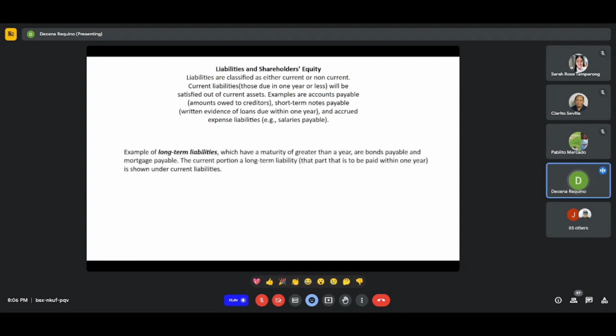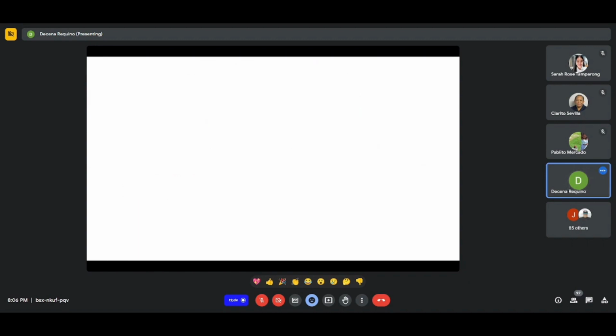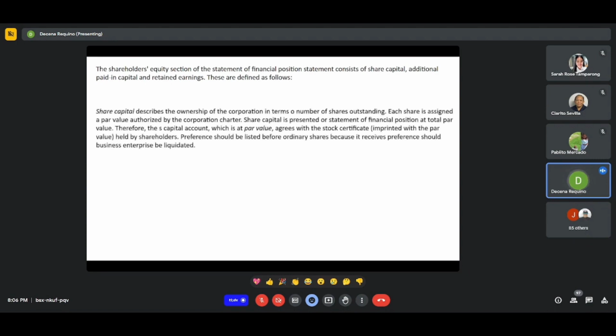Then yung long-term liabilities naman, ang example nito, which have a maturity of greater than 1 year, are bonds payable and mortgage payable. The current portion of a long-term liability that is to be paid within 1 year is shown under current liabilities. And then yung shareholders equity in the statement of the financial position consists of the share capital, additional paid-in capital, and retained earnings.